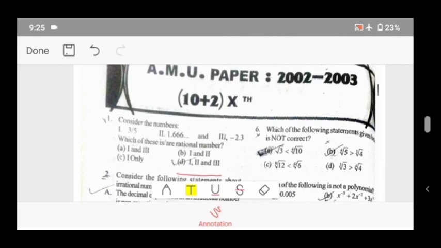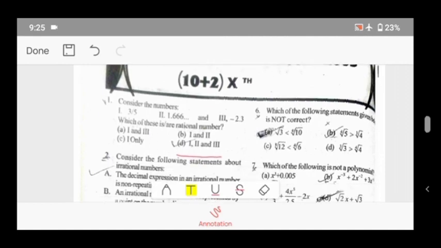So let's start. This AMU paper is from the year 2002. The first question is to consider the number. First you have to consider whether this number is rational or not. From this, which of the following is a rational number? The answer is D.